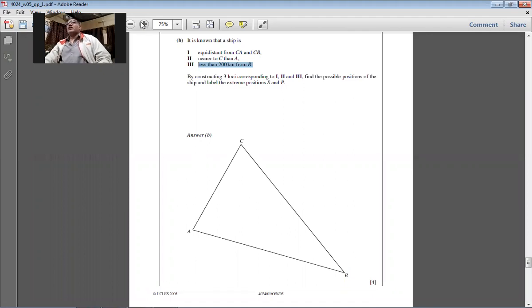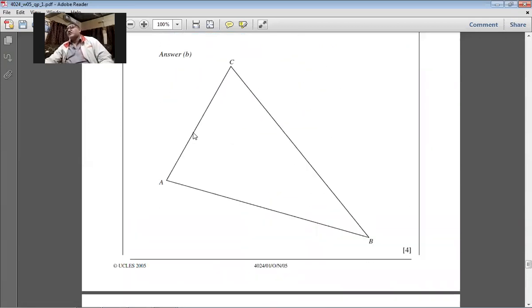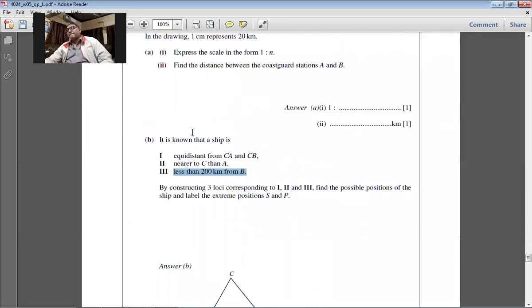Then he says, by constructing the 3 loci corresponding to 1, 2, and 3, find the possible positions of the ship and label the extreme positions S and P. So: equidistant from CA and CB, nearer to C than A, and less than 200 kilometers from P.